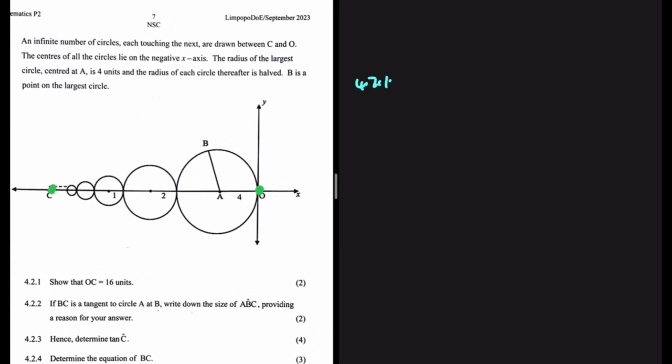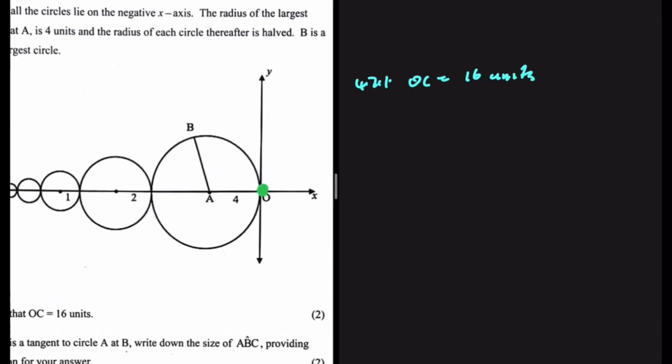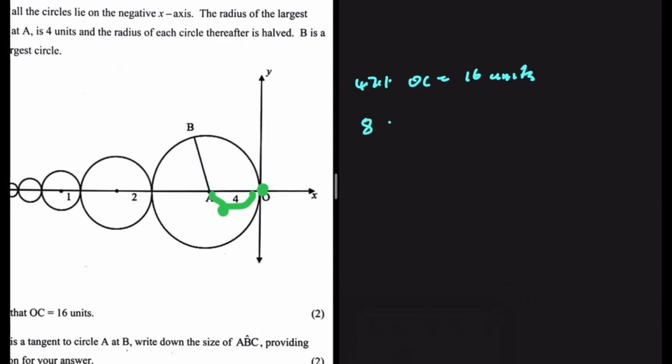4.2.1 show that OC is equal to 16 units. We're supposed to show that OC is equal to 16 units. The first circle has a radius of 4 and a diameter of 8. And then the next circle will have a radius of 2 and a diameter of 4. And then we're going to have plus 2, plus 1, and so on until we reach infinity. So what I'm realizing here is that our first term is 8 and our ratio is 1 divided by 2 because the radiuses of our circles are getting halved.